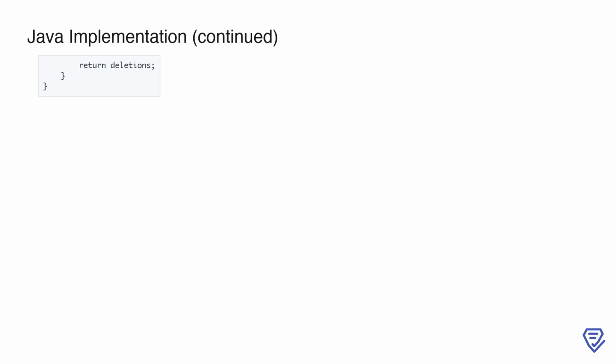Finally, once we've processed all character frequencies, we return the total number of deletions stored in the deletions variable. This value represents the minimum number of deletions required to make all character frequencies unique. The logic ensures that we efficiently handle the frequency constraints using the set, and by iterating through the array just once, we maintain a time complexity of O(n), where n is the length of the string. This makes the solution both clean and optimal for the problem.